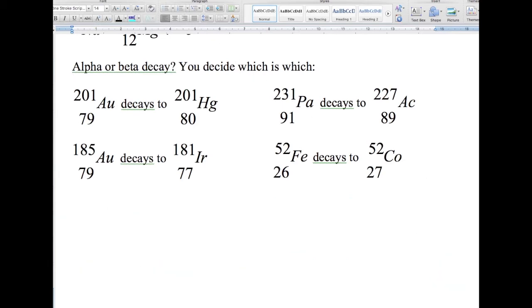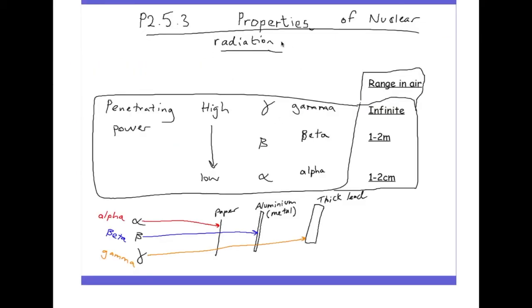That's easy, isn't it? I've just got one more little thing that I want to show you. They'll ask you about the properties of nuclear radiation, so your alphas, your betas and your gammas. They'll ask you about the penetrating power, which just means what can it go through. From highest to lowest penetrating power, you've got your gamma, your beta and your alpha. Alpha is very low penetrating power. It's useless. It can't even get through a sheet of paper.